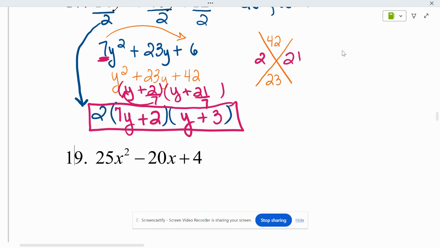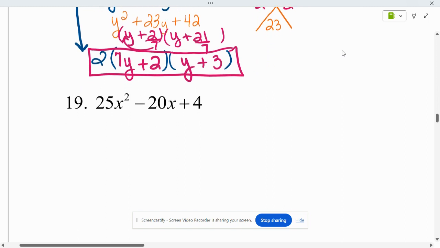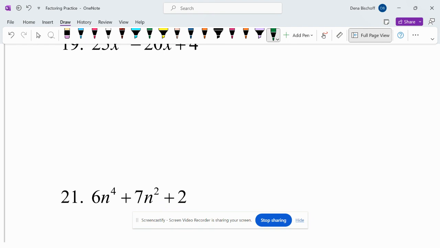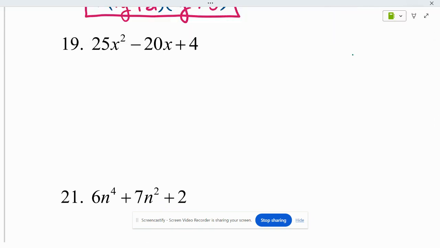Are we good? Yeah. Okay, Tayana, I'm coming to you. Number 19. Tell me about number 19. What do you see? Does it have a GCF? Let's see. Factors of 25 are just 5 and 25, right? So look at the smallest number. You always start with the smallest number. Factors of 4 are 1 and 4 or 2. So 25 is not divisible by 4 and it's not divisible by 2, so we don't have a GCF.